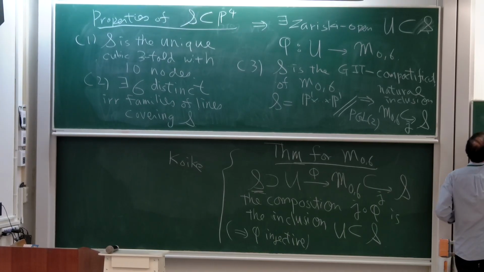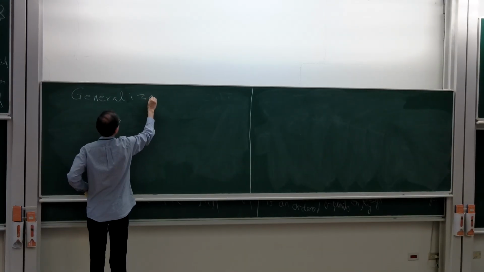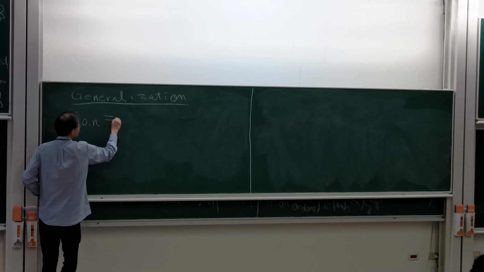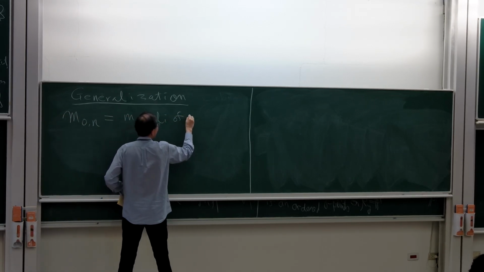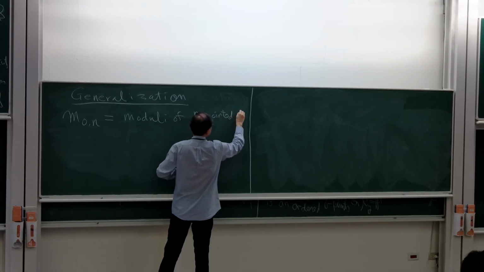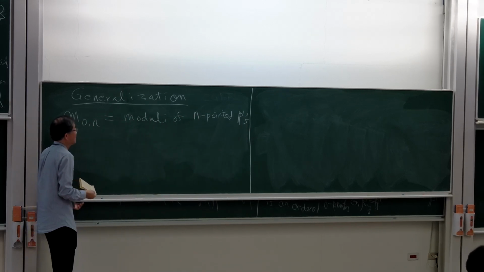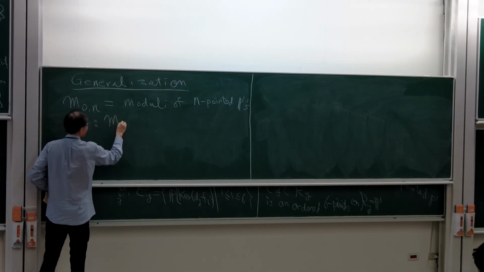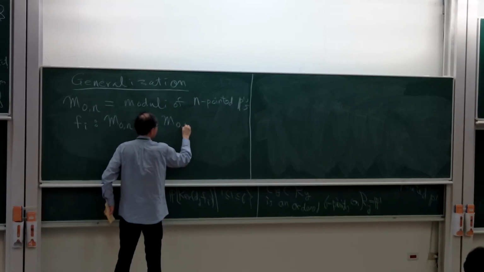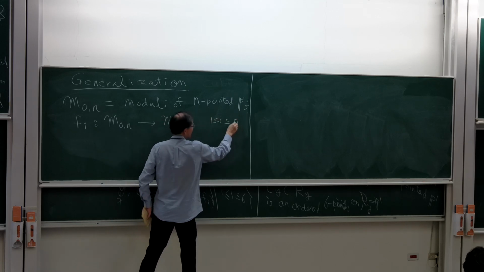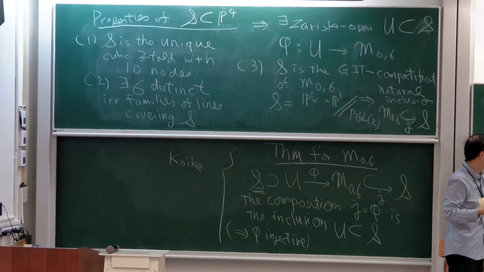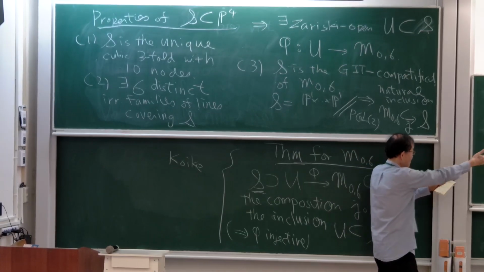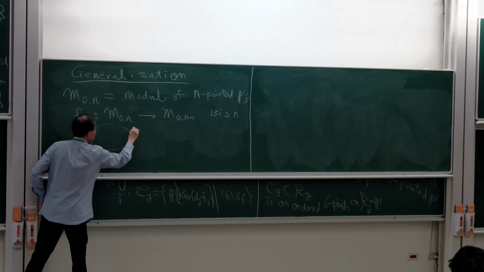So, generalization. Now we look at M0n, the moduli of n-pointed lines. And then there are these forgetful maps. There are n forgetful maps. You forget one point from each collection, and then you get a holomorphic map, or regular map. So this is M0n.